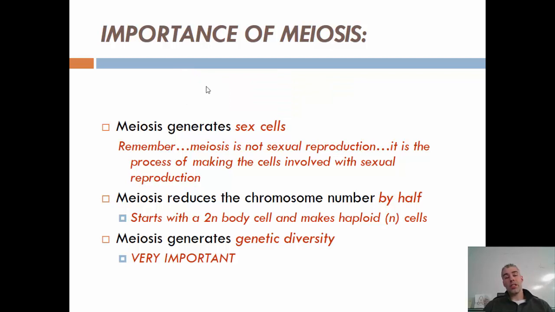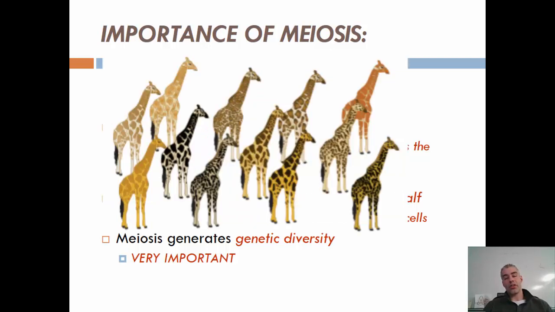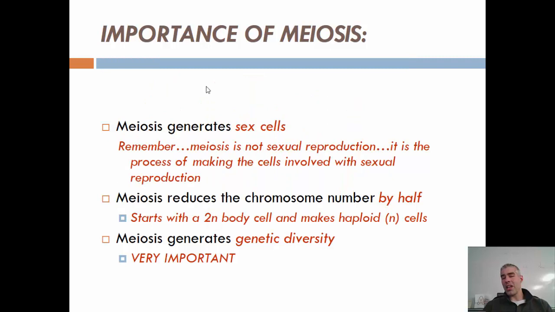Another important thing that meiosis does is it generates genetic diversity. And we'll talk about the mechanism behind how it does it. There's actually really two ways that it happens within there. But genetic diversity is super important for the overall survival of the species of that organism.